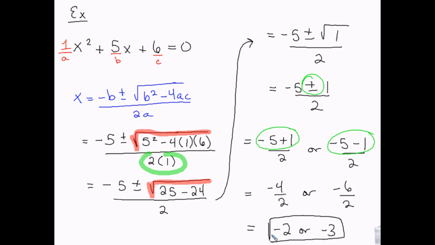The only time you won't have 2 answers is if there's a 0 under the radical. If there's a 0 under the radical, once you solve that all out, like let's say I ended up with B is 6 and C is 9, that would give me 36 minus 36. So I'd get a 0. And the square root of 0 is 0. So that's the only time you'll end up with one answer.